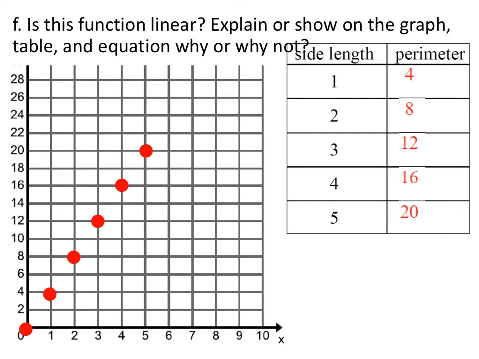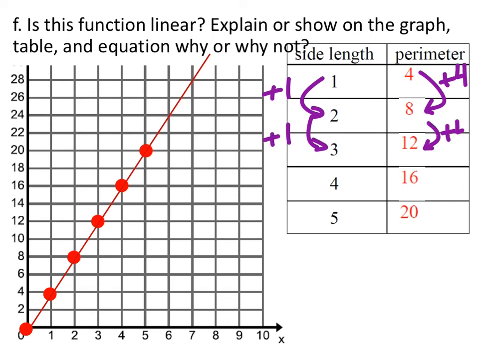Is this function linear? Yes, it is, because if we were to graph it, it would give us a straight line, right? If we were to connect these points. Straight line right there. And so that's the graph. Again, the table is going to show us a constant rate of change. So if I increase the side length by 1, the perimeter increases by 4. And it goes all the way down right here. And it's that constant rate of change that makes this linear.